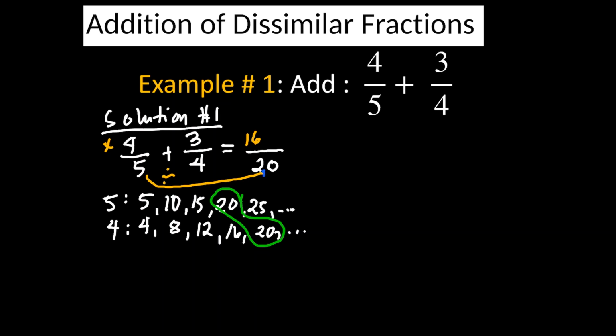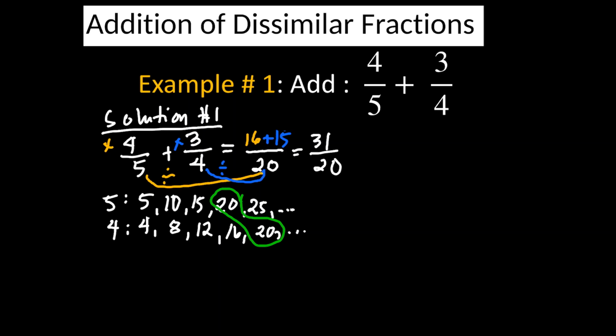Next, you divide 20 by 4. So 20 divided by 4 will give you 5. And then you multiply it with the numerator. So 5 times 3 will give you 15. So plus 15. And so if we add 16 and 15, we will have 31 over 20.